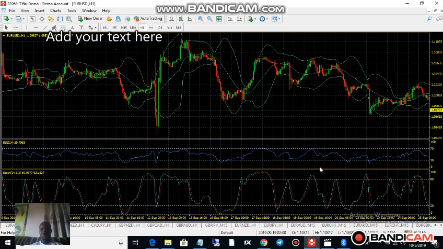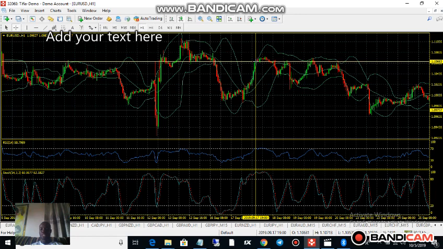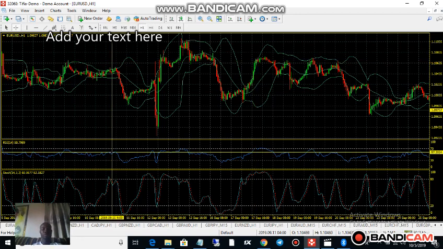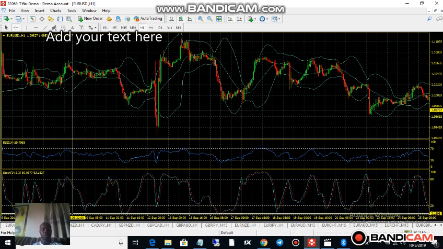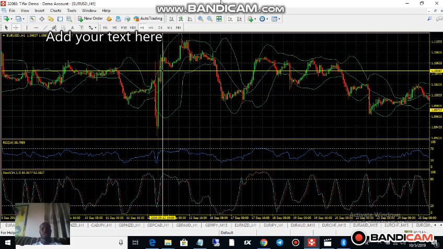Let me show you a little mistake that some people make. Look at this trade. This is a good trade as well, but you have to be disciplined with this strategy. You have to follow it strictly. Our 4 confirmations must be there before we place any trade.